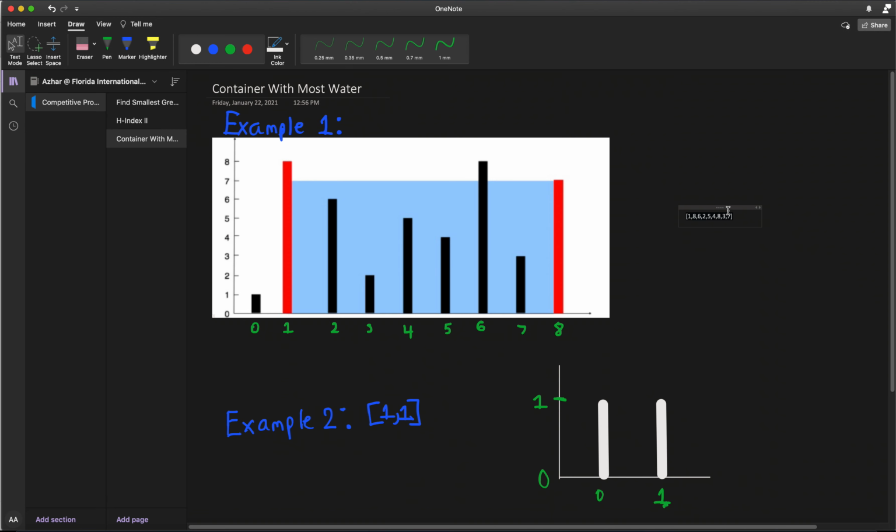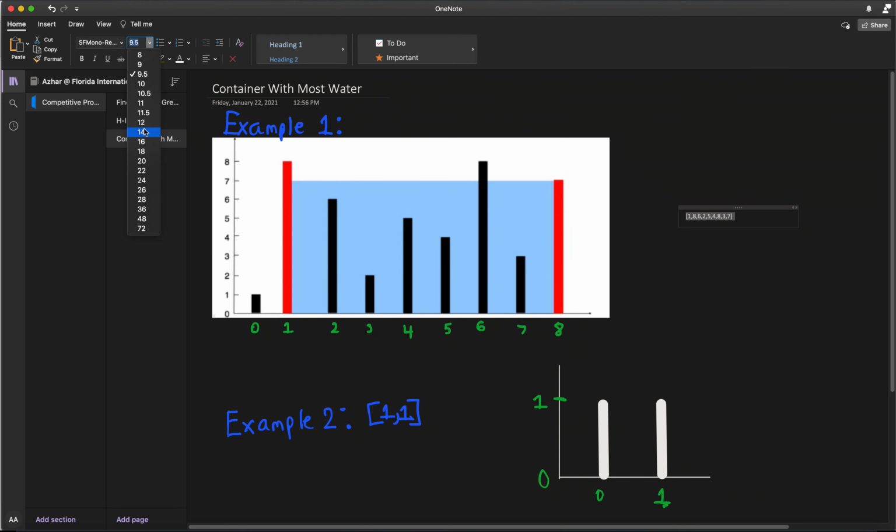It's this, right? So we're given 1, 8, 6, 2, 5, 7, and whatnot. Just trying to see if I can make this a little bit bigger for you guys. Perfect. So these are the numbers that are represented here. So this one, for instance, is 1, this one is 8, this one is 6, this one's 2, 5, 4, 3, 8, 7, so on.